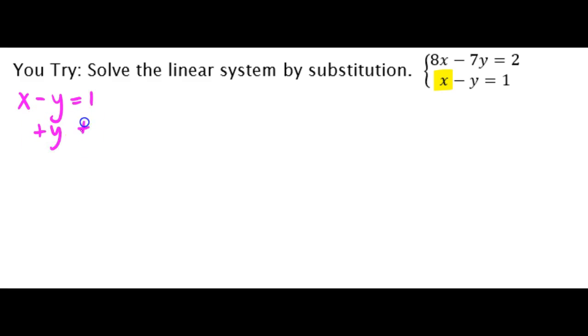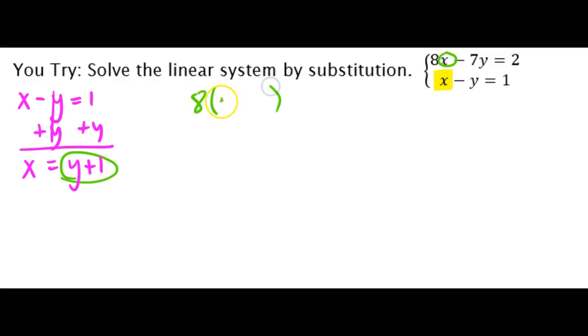So I'm going to add y to both sides, and I would get x equals, I'm going to write y plus 1. So now what I'm going to do is take this y plus 1, and put it into the top equation wherever I see an x. So I'm going to rewrite, instead of 8x, in parentheses, I'm going to write what I know x is equal to, and then I'm going to copy down the rest of the equation. So now I have an equation where I'm only using the letter y.